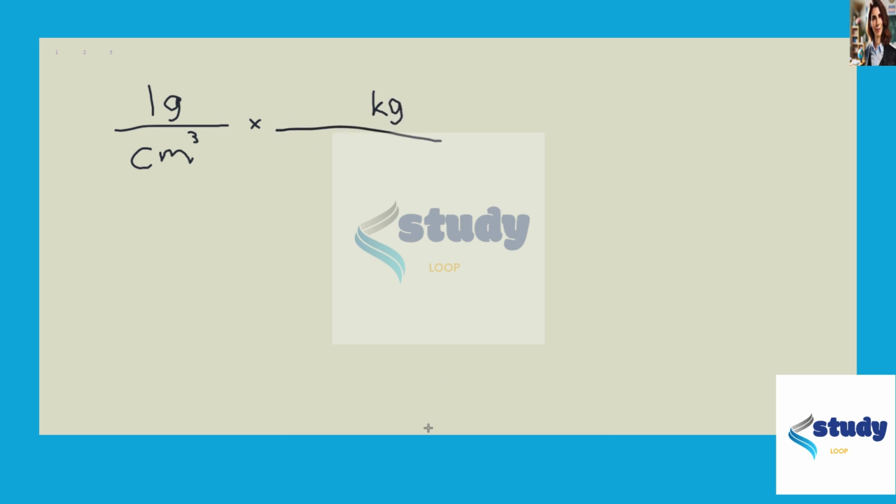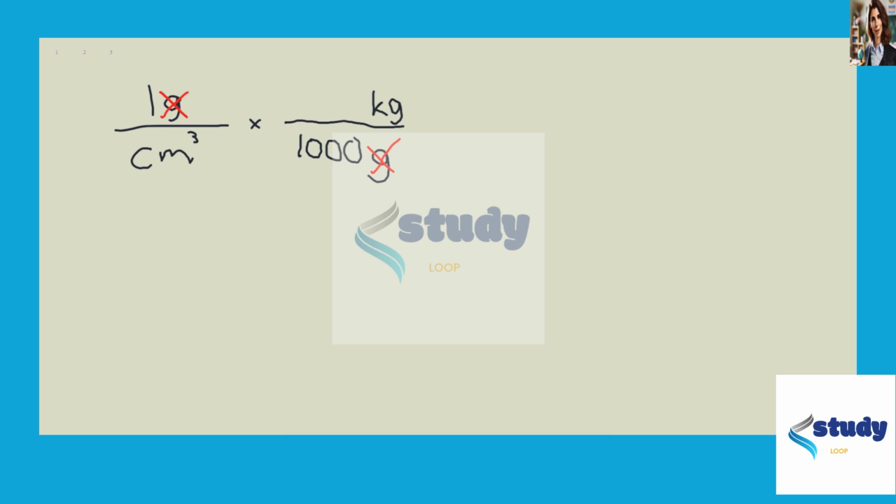And again, from knowledge of our SI prefixes, we should know that there are 1,000 grams in a kilogram. Okay, so once we do that multiplication, we'll get rid of the grams, and we'll be in kilograms. Okay, so that's half of what we had to do.